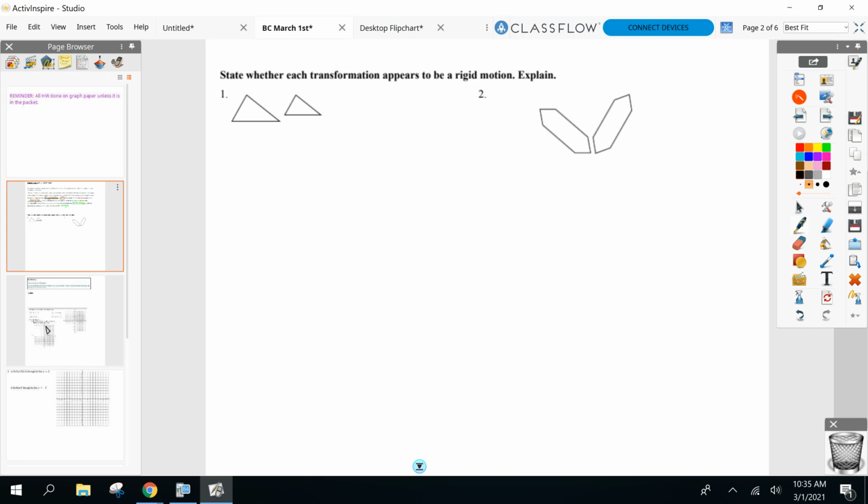No. Why are you saying no? Because you're correct. What did I not preserve here? Distance or side length or angle measure? You kept the angle measure. But what else? What's different now? It's smaller. Correct. Different side length. Side length was not preserved.